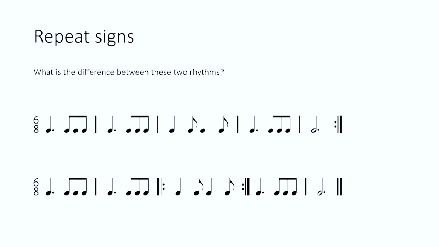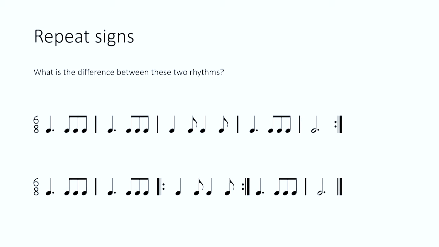In music, we have a number of symbols which tell us what to do with a rhythm. If you look at the screen now, you'll see 2 examples with exactly the same notated rhythms in them. They're both in 6/8, which is a compound time, which we learned about last time. It means that there are 6 quavers in the bar, but there are 2 dotted crotchets in a bar.